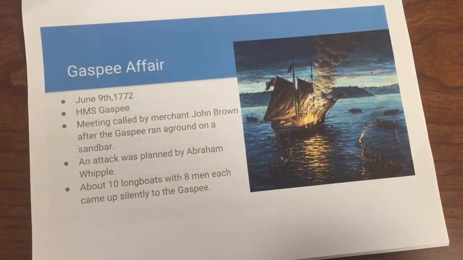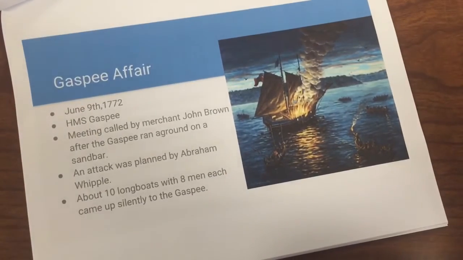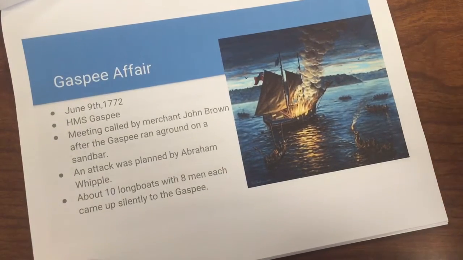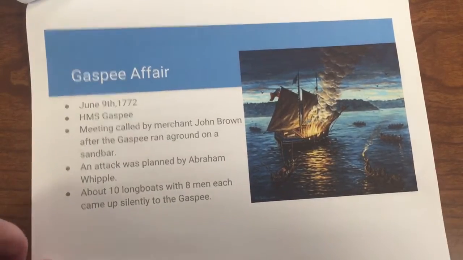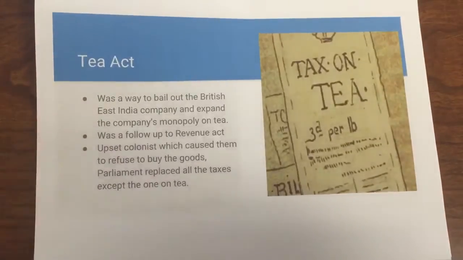The Gaspee Affair was caused because of a gluttonous captain of a British customs ship. Lieutenant William Dudingston and his crewmates had strict orders and generous financial rewards to eradicate illegal smuggling along the American coast. The attack, planned by Abraham Whipple with about 10 longboats and 8 men each, came up silently to the Gaspee and burned it.